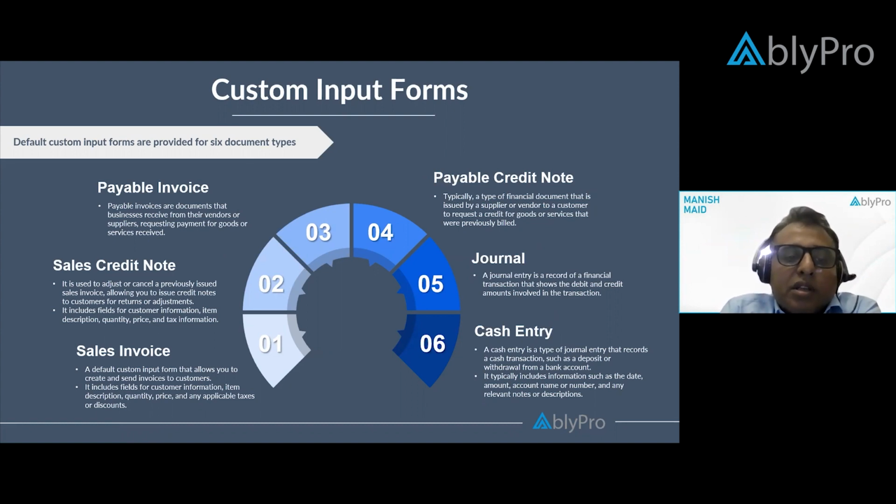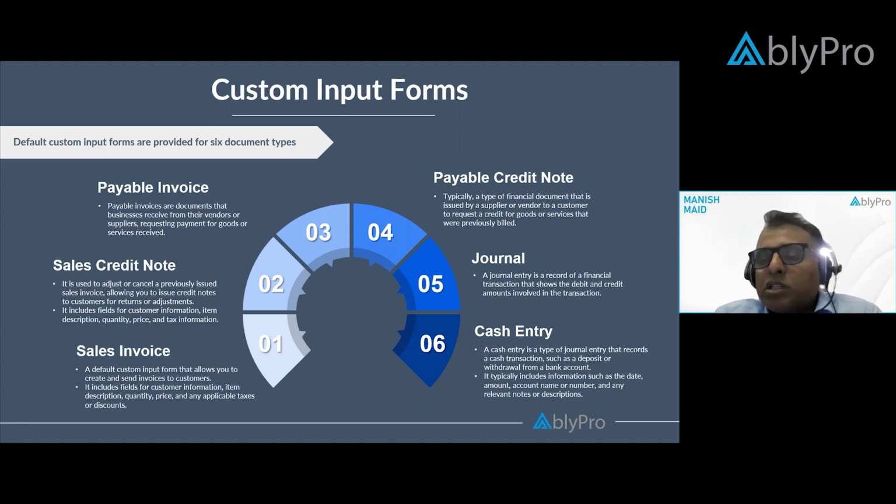Sales invoice, a default custom input form that allows us to create and send invoices to customers. It includes fields for customer information, item description, quantity, price, and any applicable taxes or discounts. So we have the capability to define our own custom sales invoice page. And most importantly, the best part of defining these custom sales invoice pages is, suppose your organization has many companies, company A, company B, company C. Company A may follow SUT, company B may follow GST, and company C may follow VAT.